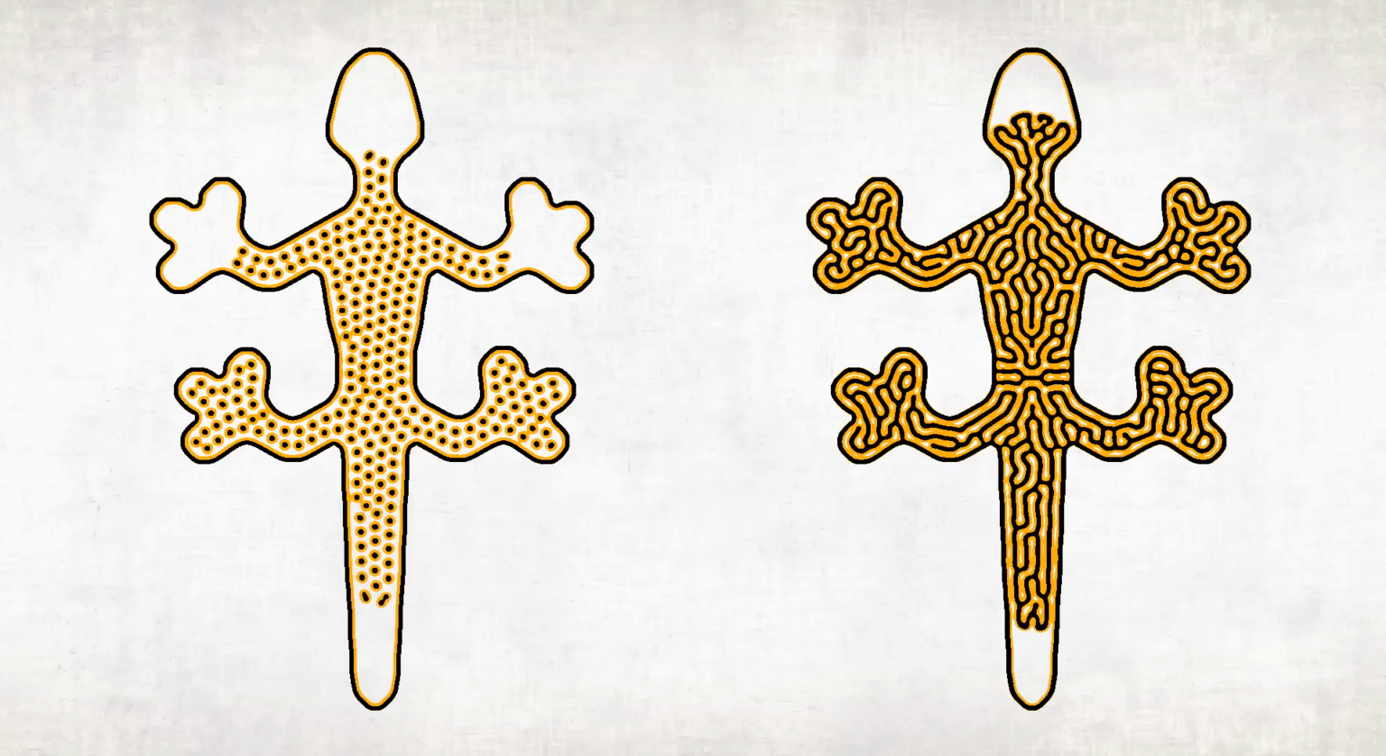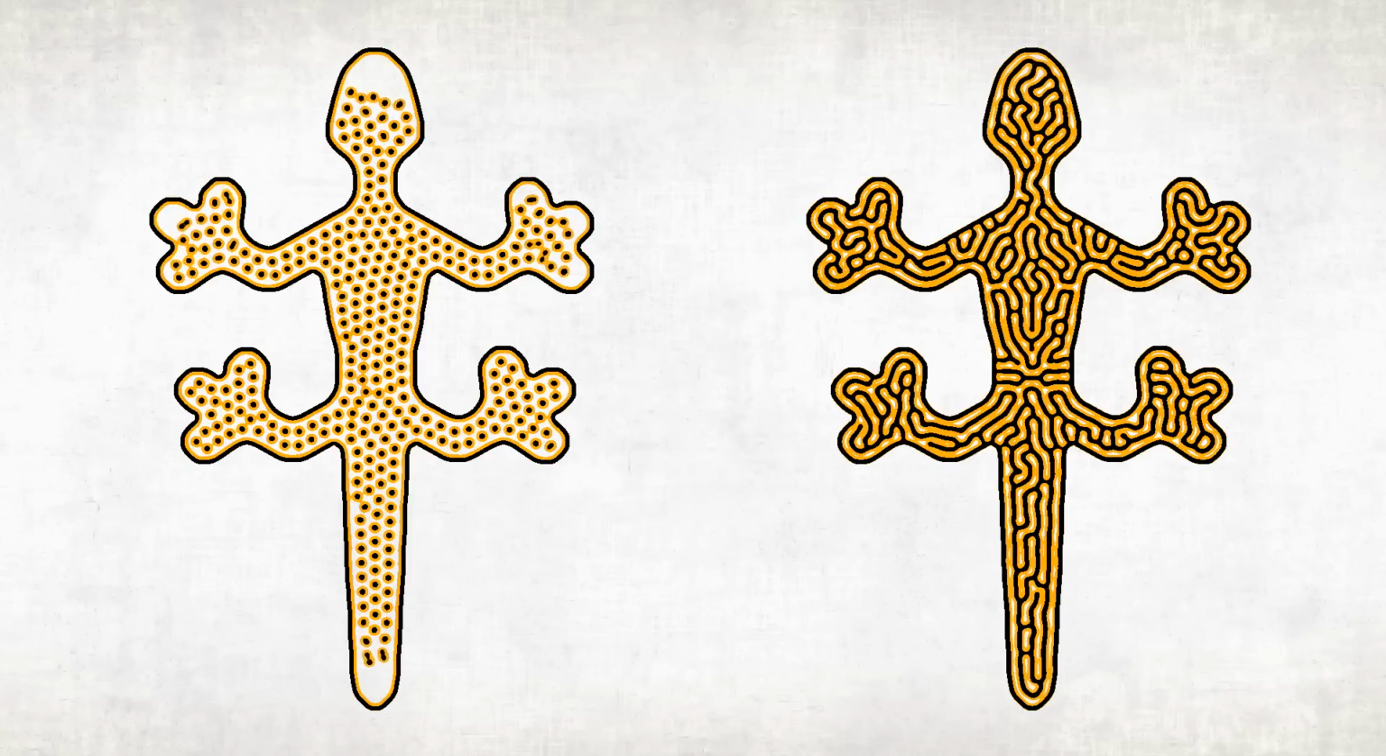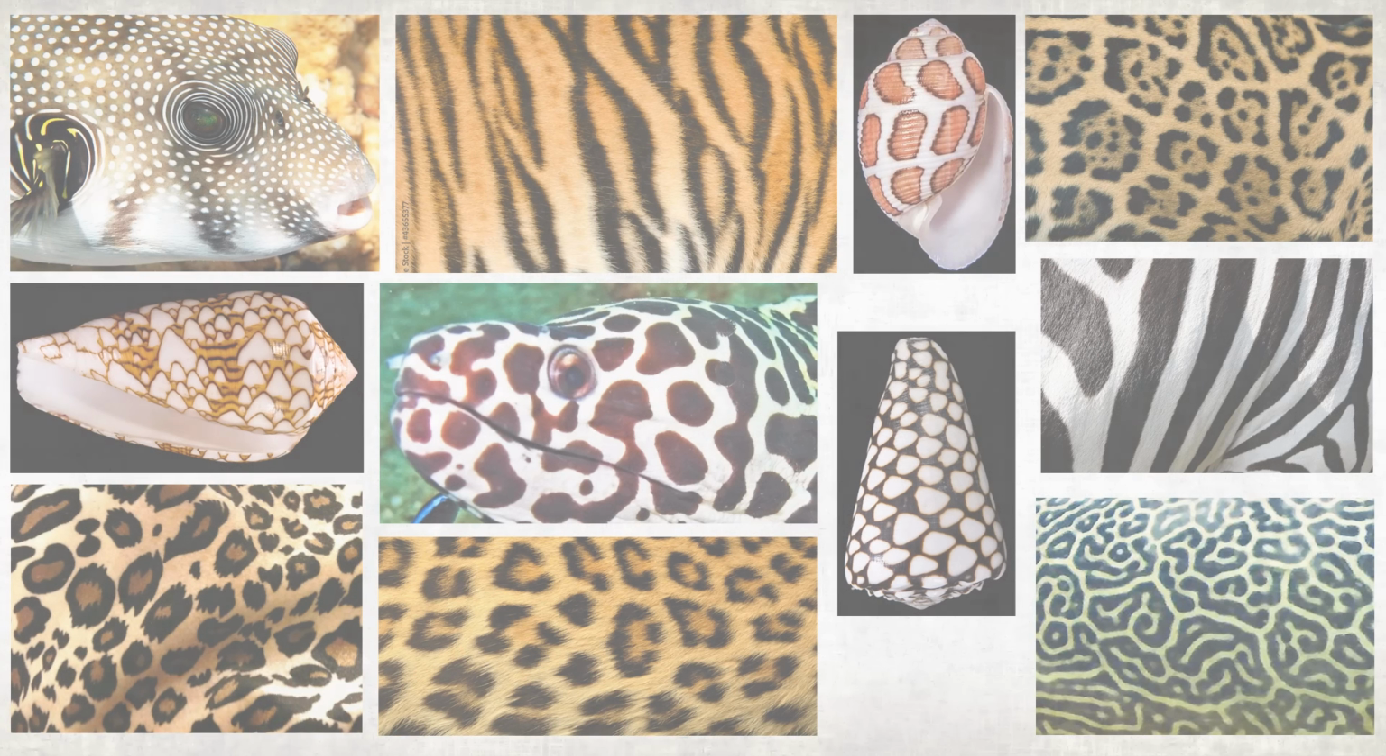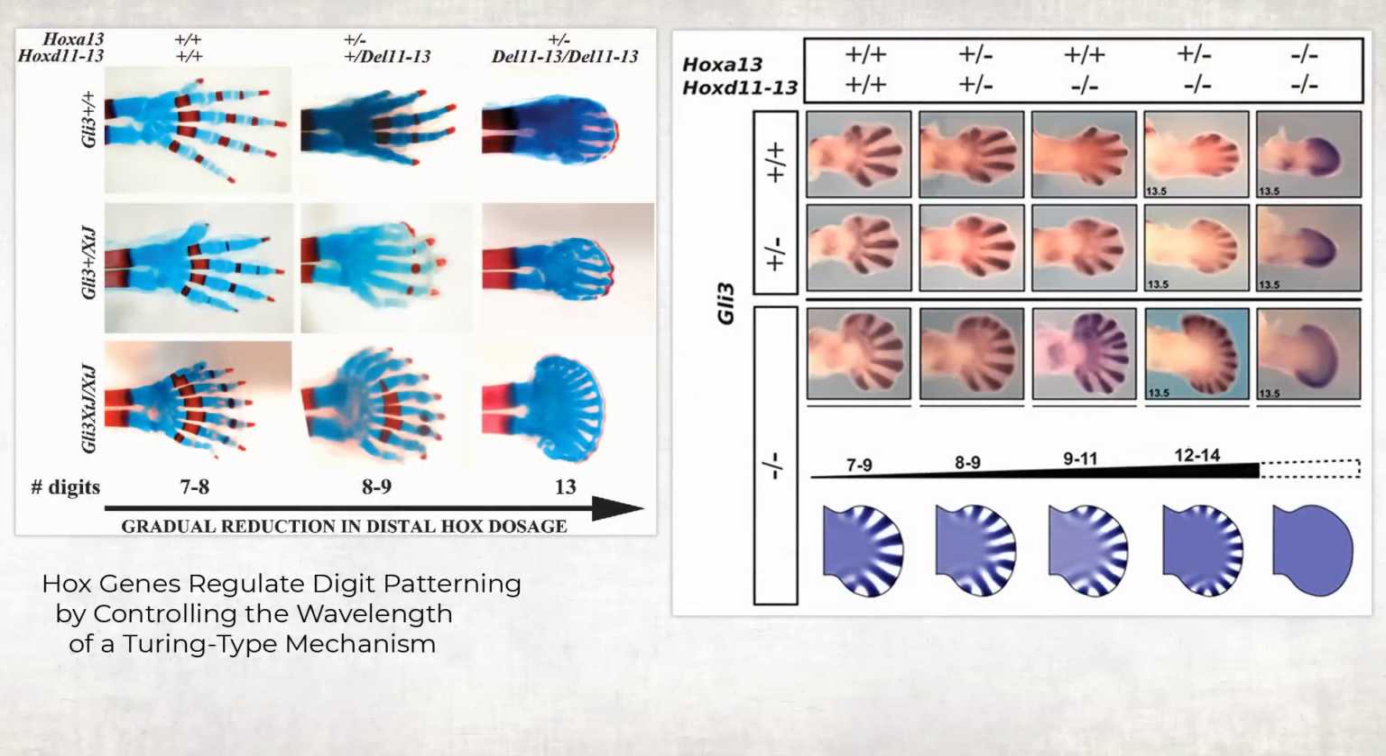This model generates complex patterns depending on the parameters of these substances. This model effectively explains the diversity of patterns found in nature, and it's hypothesized that the same mechanism participates in establishing axes for future fingers.